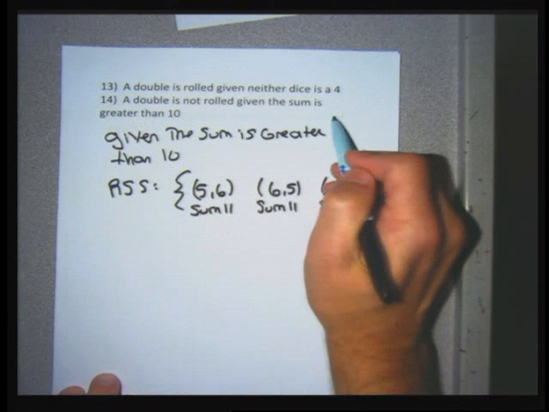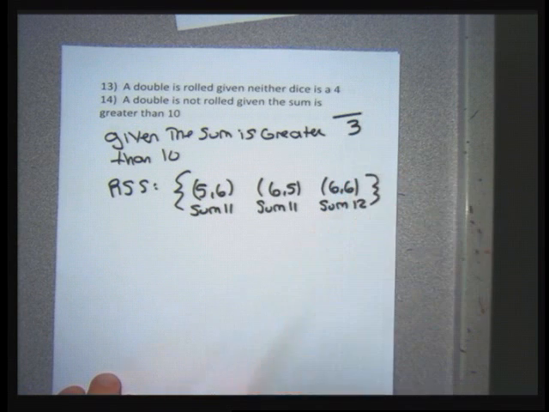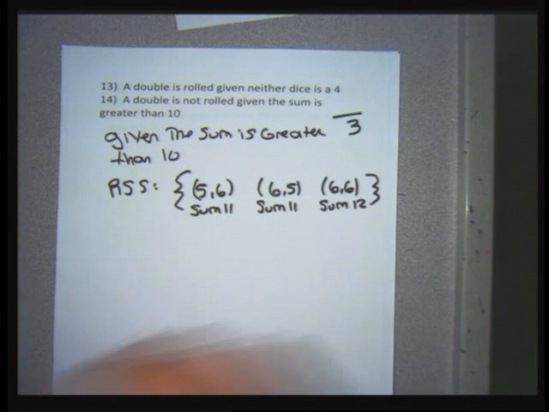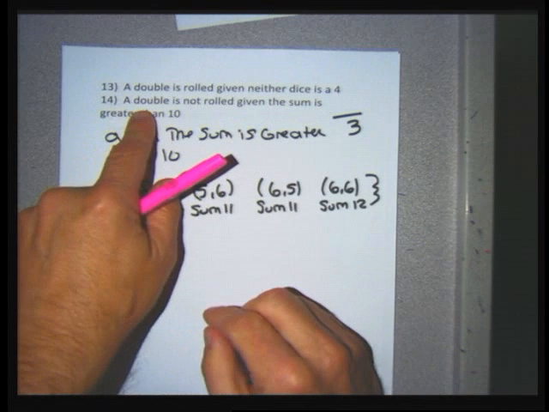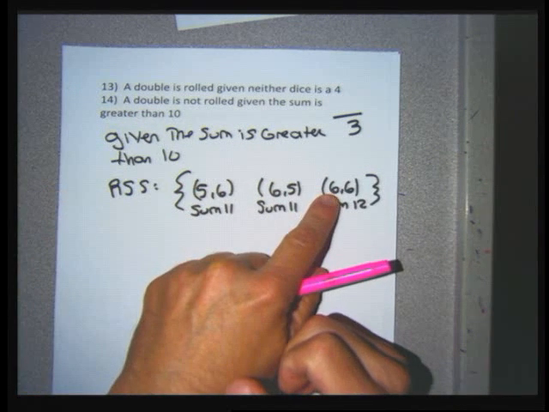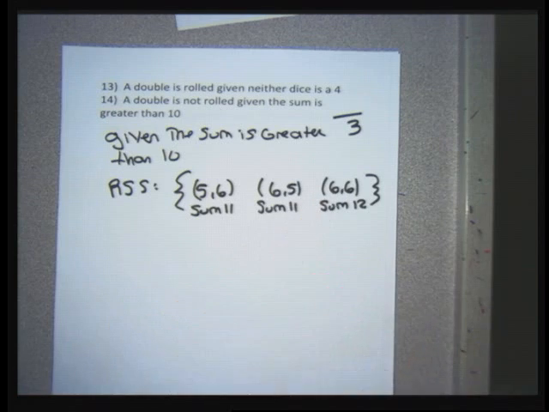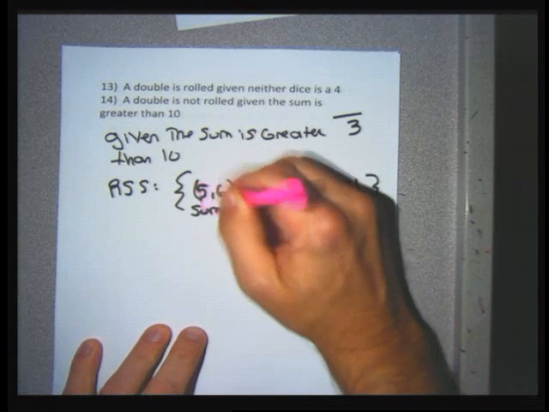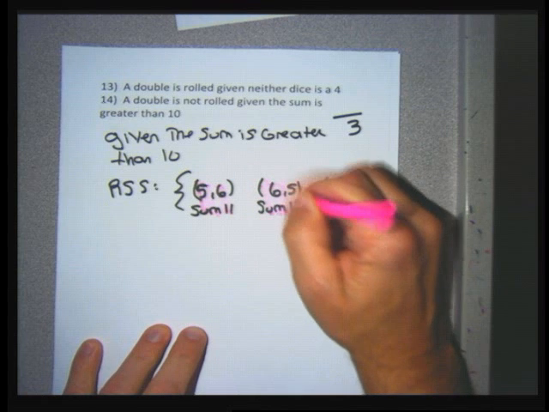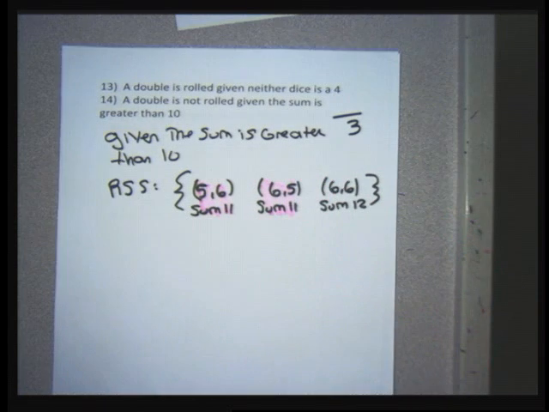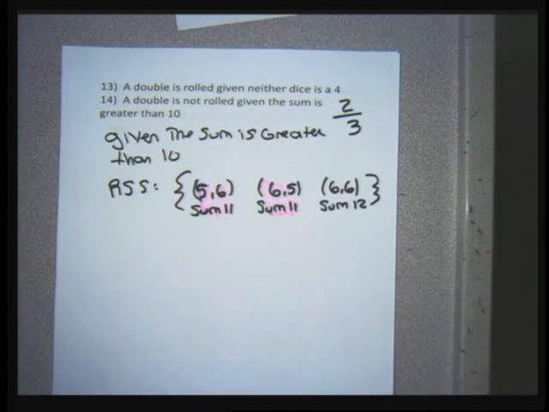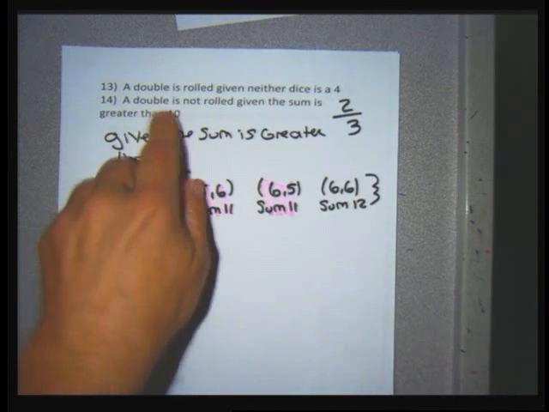So for my question, my denominator is going to be 3 because there's 3 elements in my reduced sample space. My numerator needs to have a double as not rolled, and 6, 6 is a double because both the numbers are the same, and I want the ones that aren't a double. 5 and 6 aren't a double, 6 and 5 aren't a double, and so you get 2 of the 3 elements in the reduced sample space that fit the criteria that they're not a double.